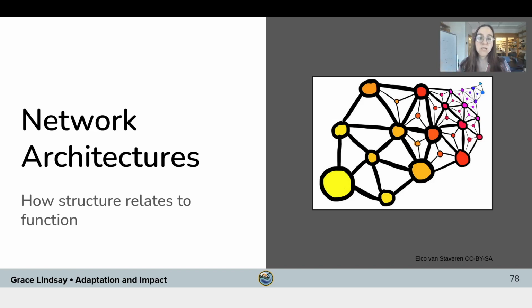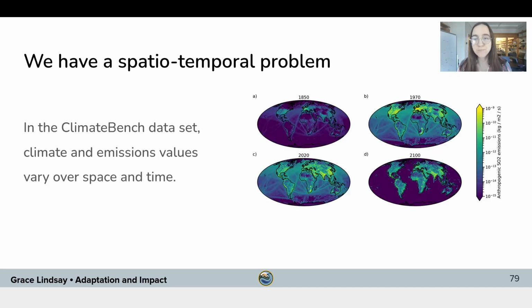So whenever you're dealing with a deep learning problem, you need to understand what type of data you have and what type of problem you're going to solve, and that's going to inform what type of architecture you use. So what do we have here? Well, in our case, we have a spatiotemporal problem. In the ClimateBench data set, we have values that represent both past climate variables as well as current and future emission scenarios.